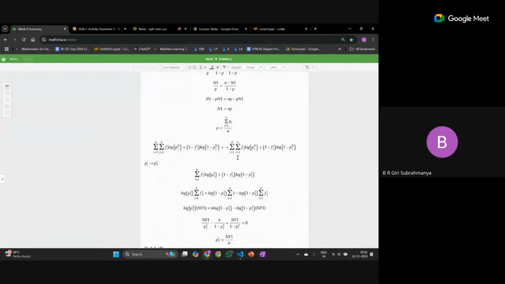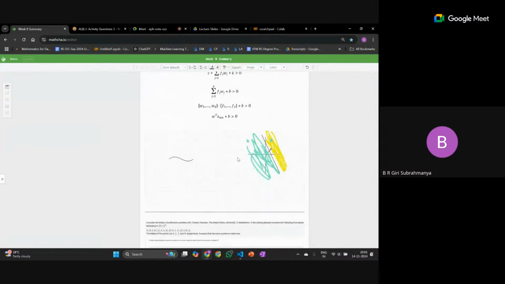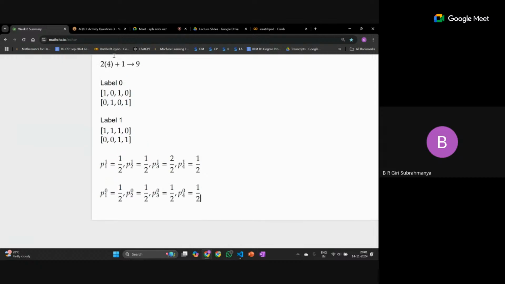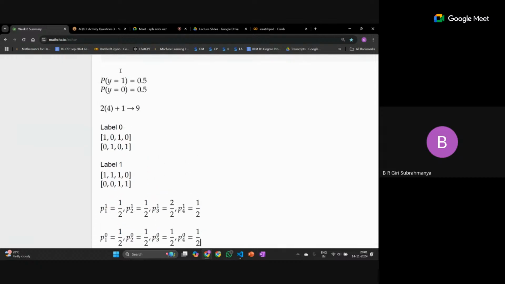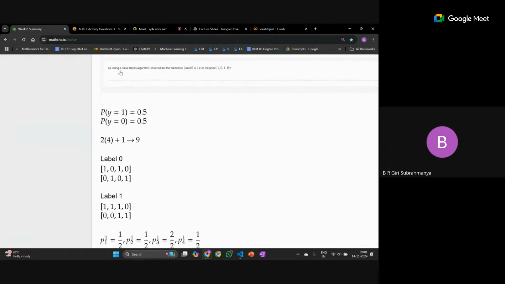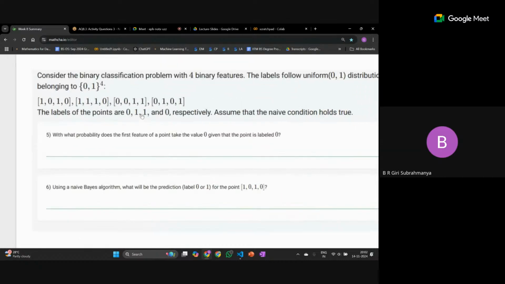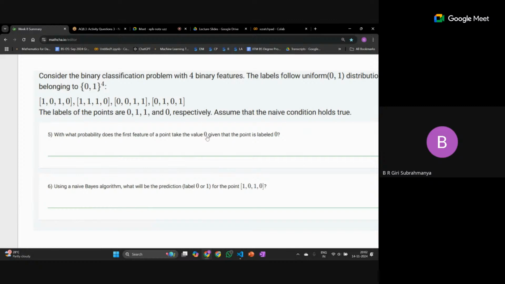Fine. So these are the things. These are the parameters. Once you have found the parameters, the only thing you have to do is to estimate. So for estimation, first: with what probability does the first feature take a value 0, given that the label is 0?